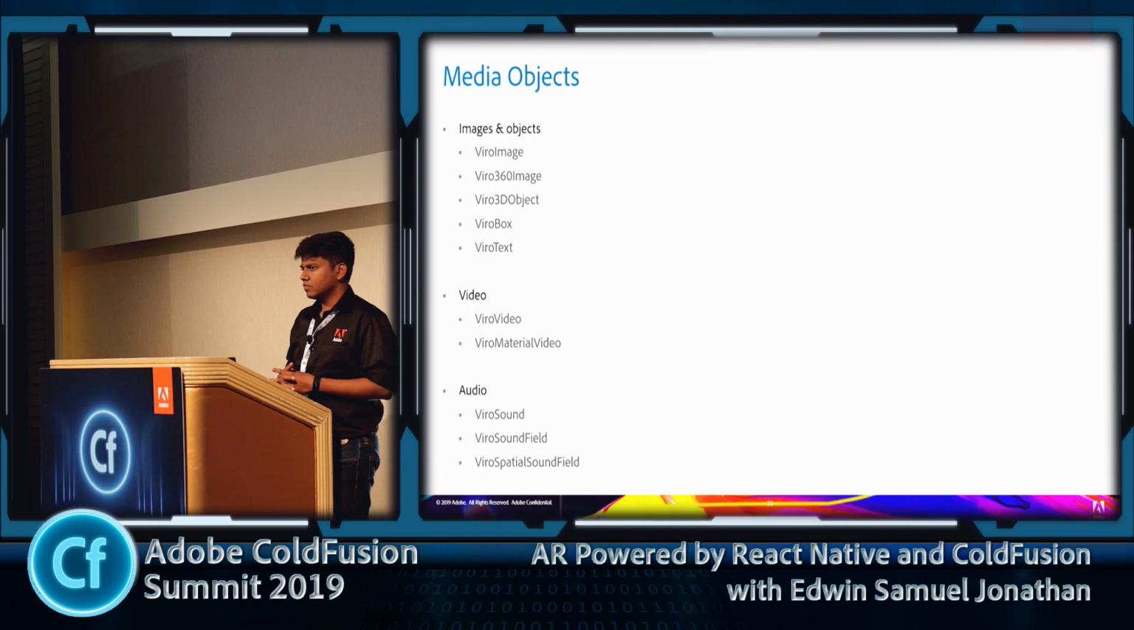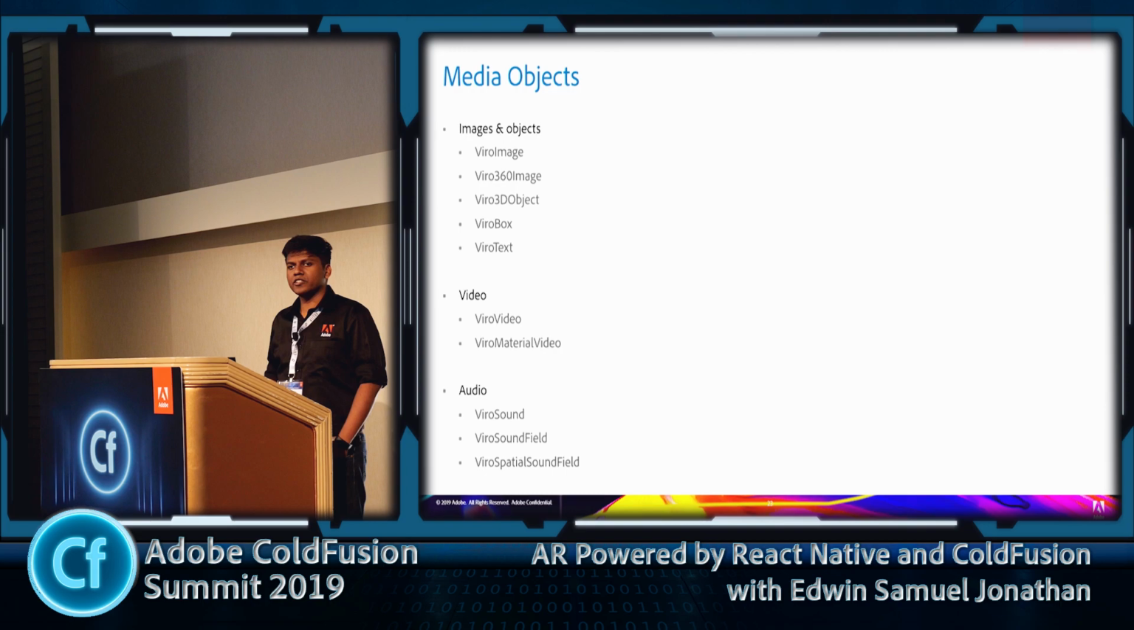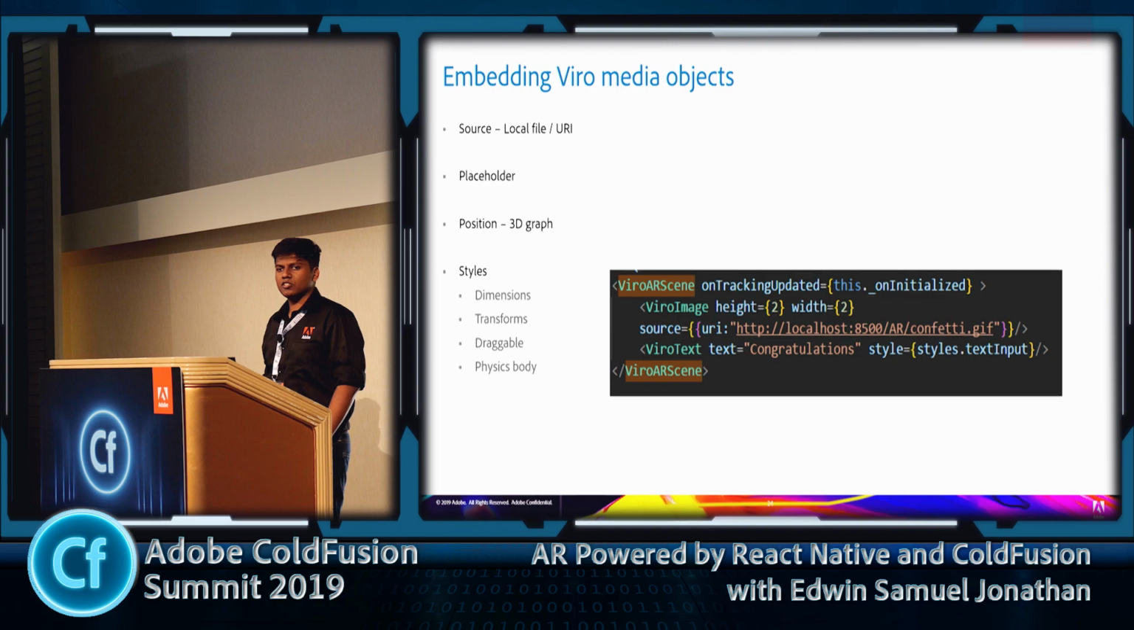Then box is for a very simple box, and then you can use text input as well. There are a bunch of different tags for displaying video, and there are a bunch of different tags for displaying audio based on the type of audio requirement. That will also be explained later on in the presentation. Now that we know the different types of objects which you can embed in your scene, this is how you would actually embed it.